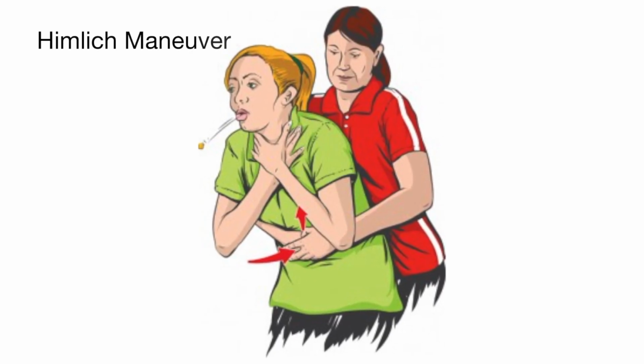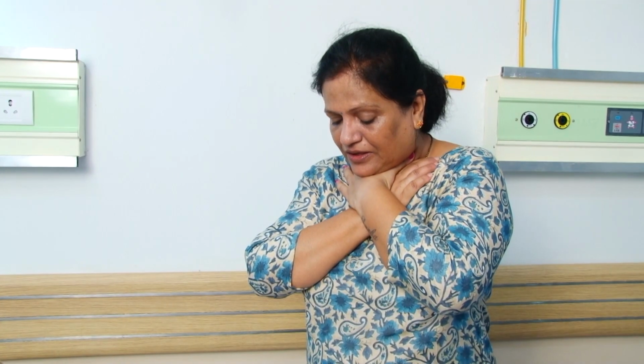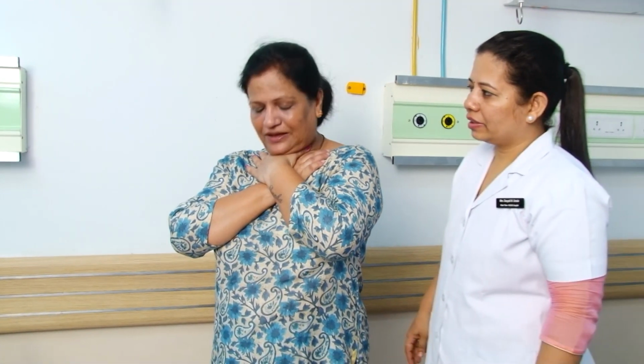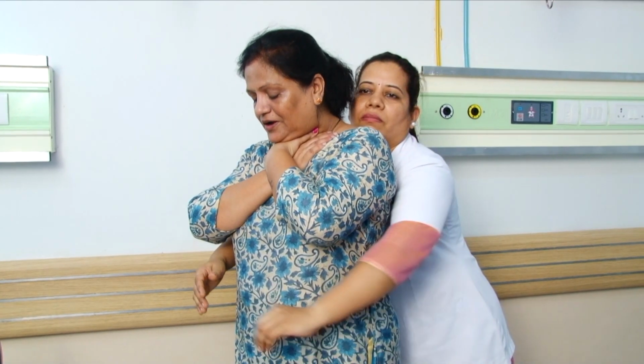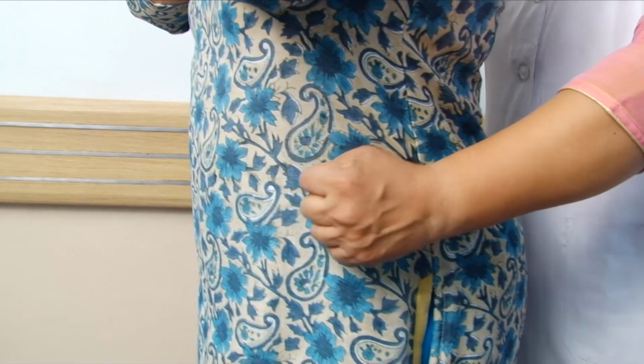Heimlich maneuver. For severe airway obstruction, ask the victim if she is choking. If the victim nods yes and cannot talk, activate the emergency response system. Stand behind the victim and wrap your arms around the victim's waist. Make a fist with one hand.